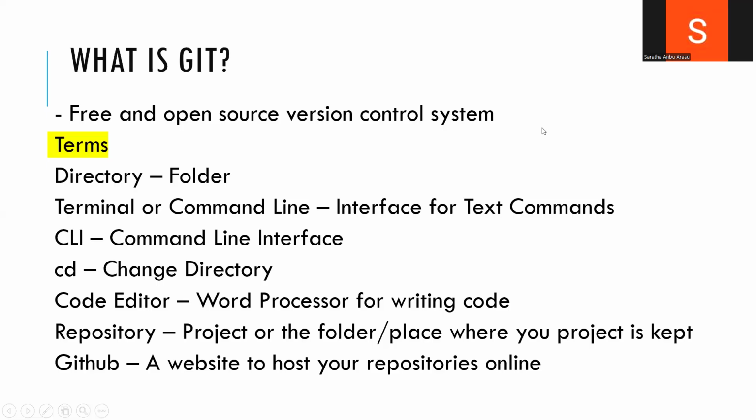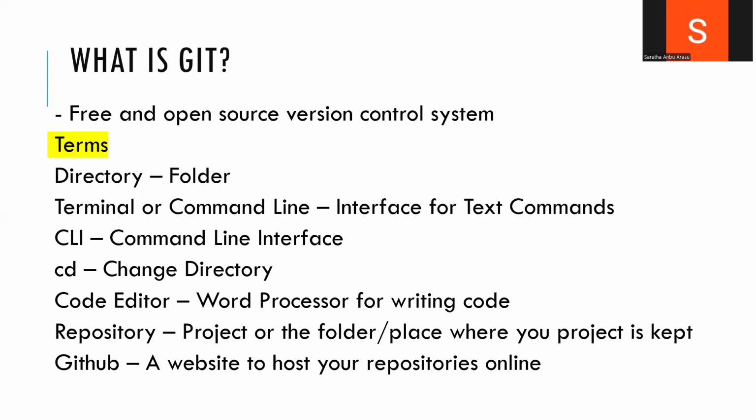So first, what is Git? Git is a free and open source version control system. Git is nothing but a software tool which operates on the code stored in the repository, that is, in GitHub. So we are going to do some operations to control the code which is stored there. Before going into Git, let me explain some of the terms which you are going to use.